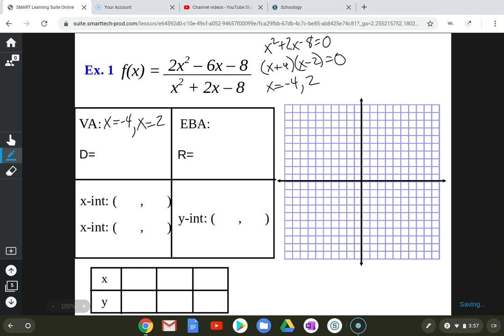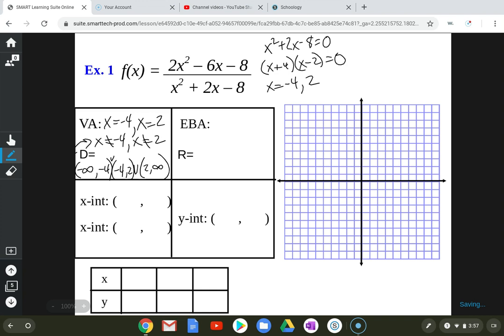Our domain, you could either write x does not equal negative 4 and x does not equal 2. That would be one way to write the domain. Or you could do what I do, which is negative infinity to negative 4, union negative 4 to 2, union 2 to infinity.